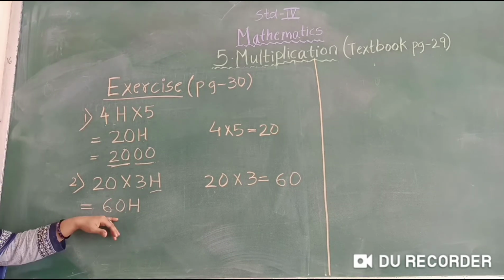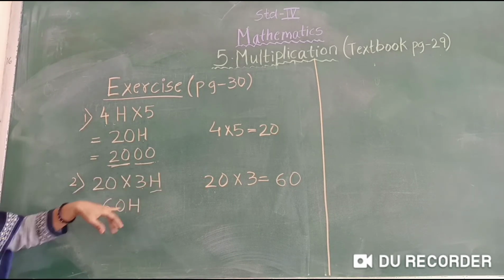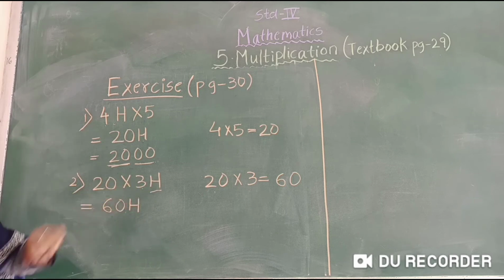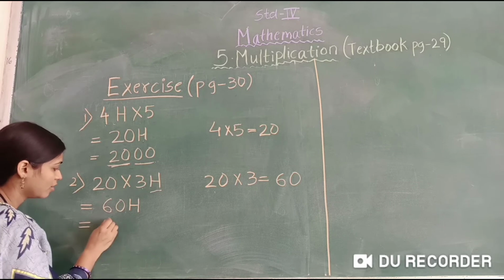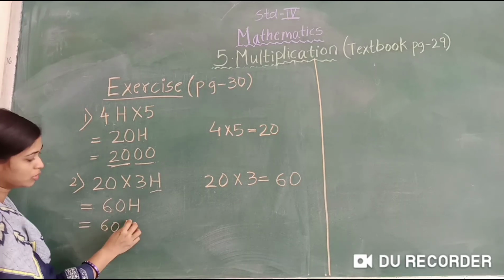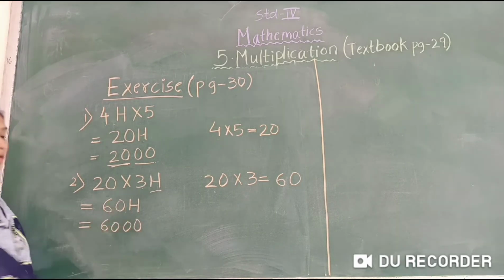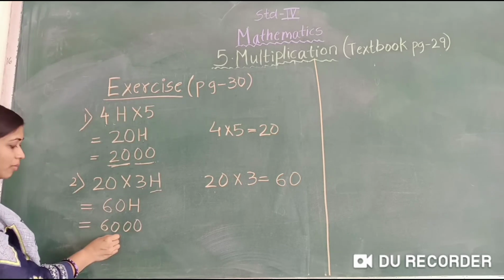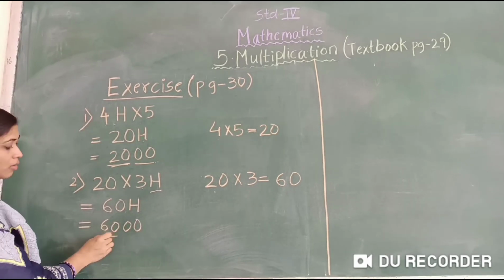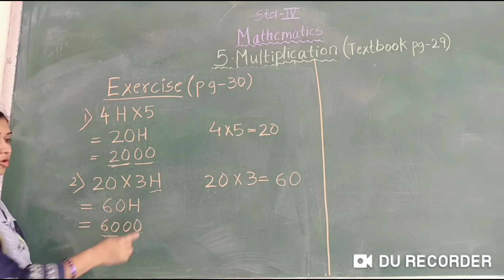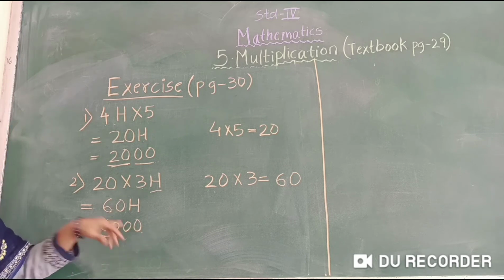What product we have got here is 60. 60 and this h will come down. 60h. In 100 how many zeros do we have? 2 zeros. Therefore 2 zeros in front of the product. 2 zeros of 100. Therefore what answer we got here is 6000.